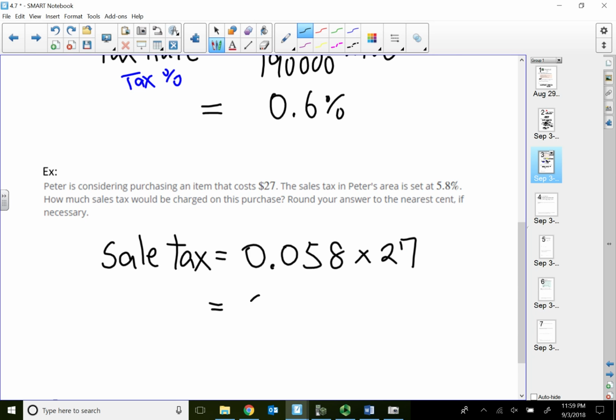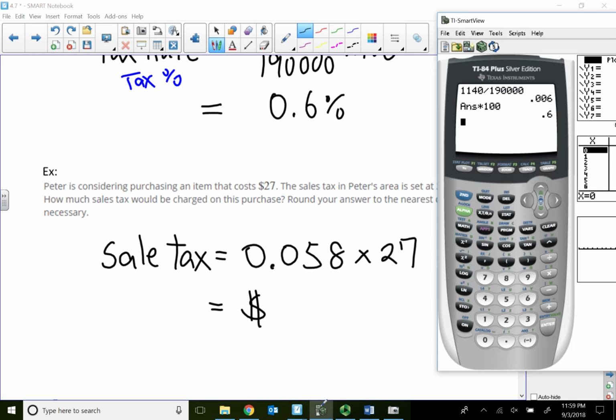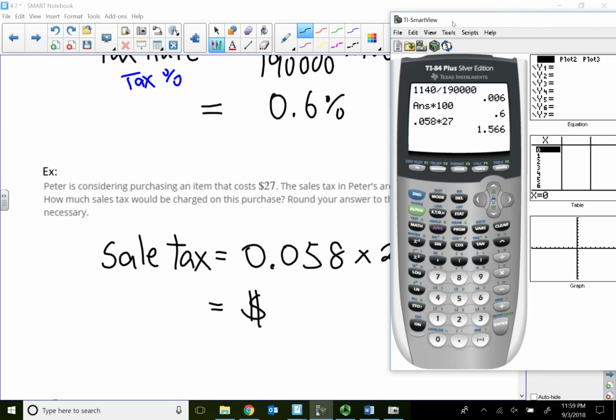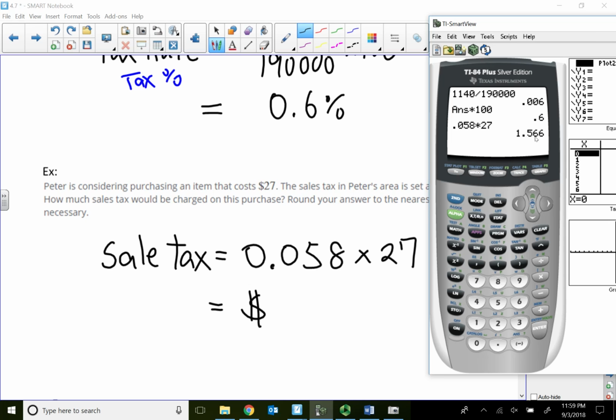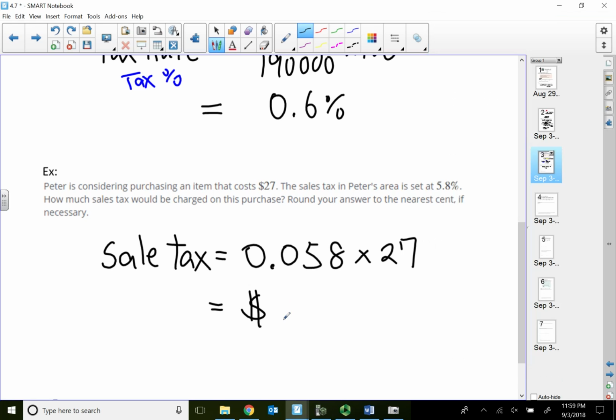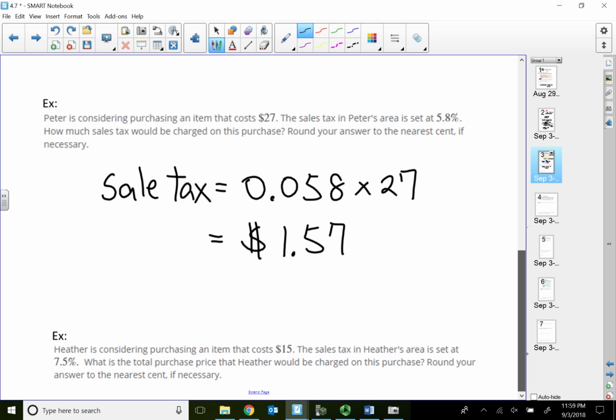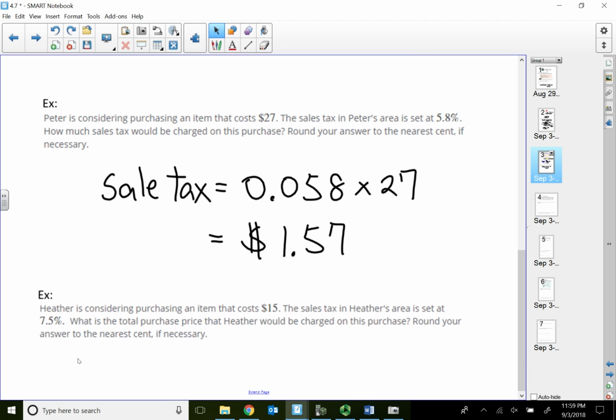So let's see how much tax we are paying. 0.058 times $27. Round to the nearest cent, so that's the hundredths place. That will be $1.57. That will be the tax. That ain't so bad.